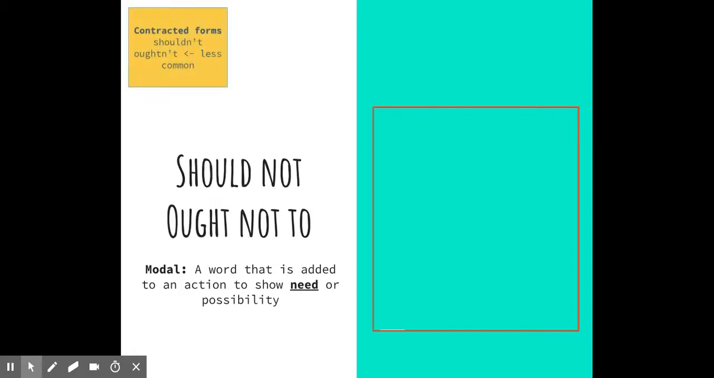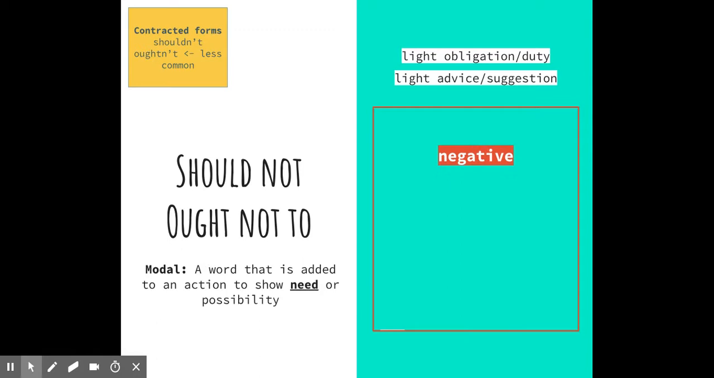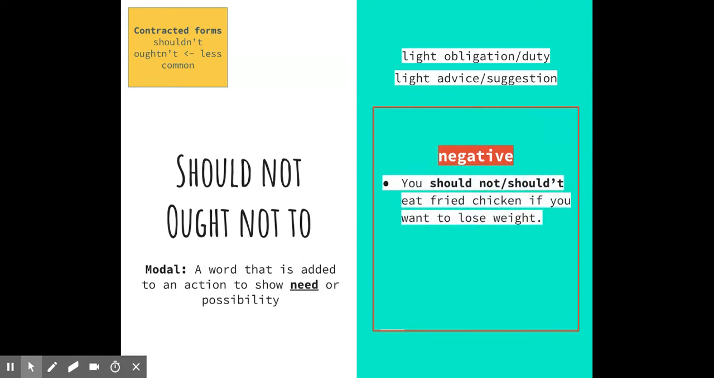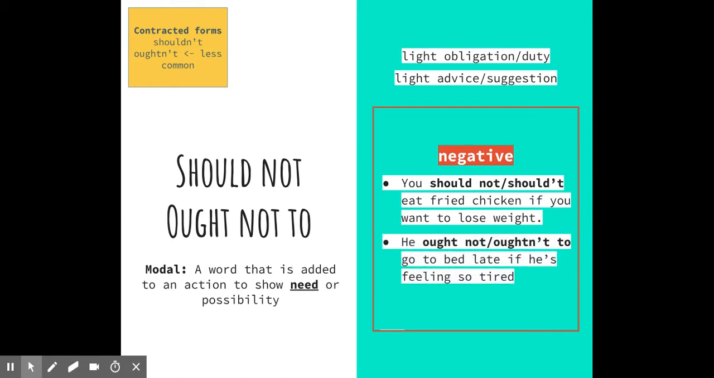In the negative, should not, ought not, could be contracted into shouldn't, oughtn't. And again, ought not is less common. They mean basically the same thing, so we usually use should. And it's still light obligation, light advice. You should not eat fried chicken if you want to lose weight. Right? It won't be the end of the world if you eat fried chicken, but you won't lose weight. He ought not to go to bed late if he's feeling tired. Again, it's not the end of the world if he goes to bed late, but he will still be tired. Right? So light, not serious, small.